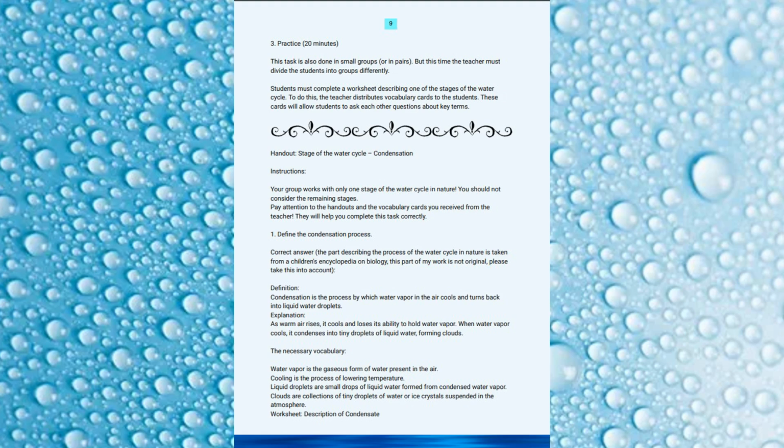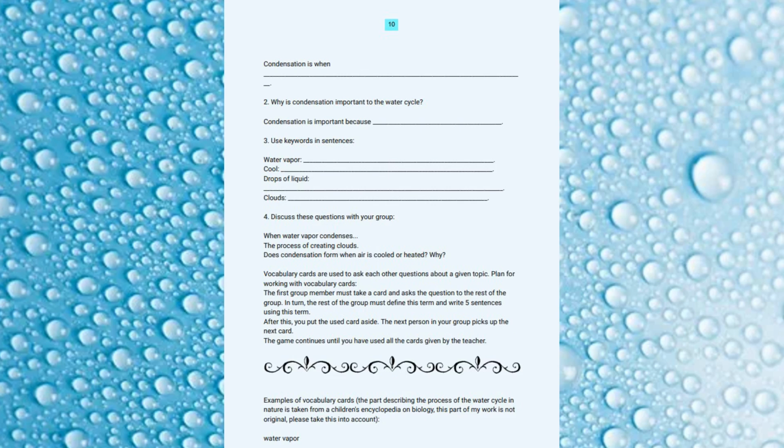Worksheet: descriptions of condensation. Condensation is when? Why is condensation important to the water cycle? Use keywords in sentences: water vapor, cool, drops of liquid, clouds. Discuss these questions with your group. When water vapor condenses, the process of creating clouds. Does condensation form when air is cooled or heated? Why?